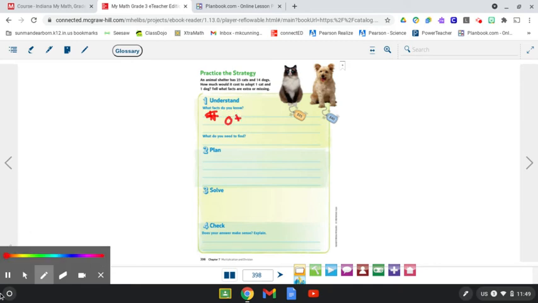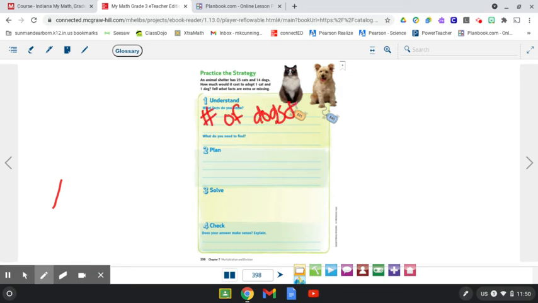Let me go get my pen. Let me pause this. Okay. So now I have this. So I'm going to erase this and try again here. All right. So we know the number of dogs and cats. We need to find out the price. We need the price.